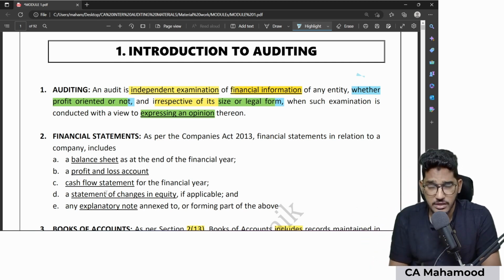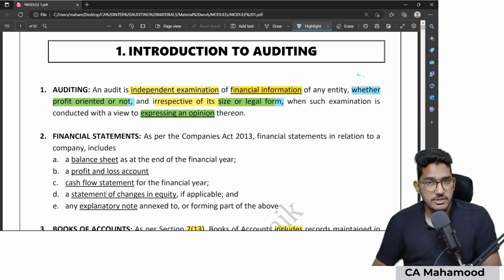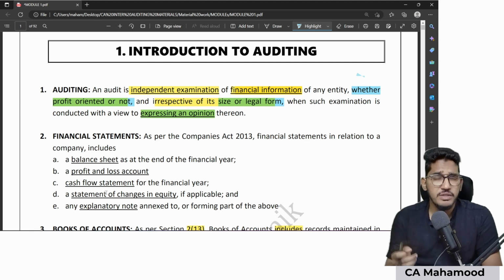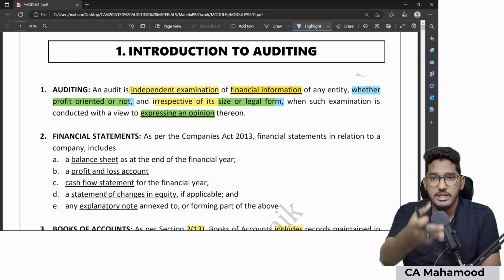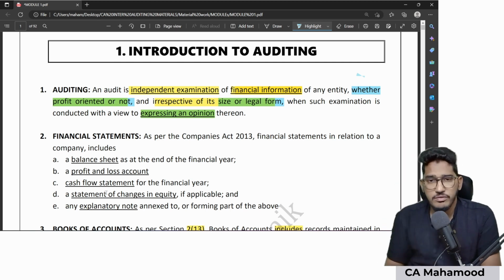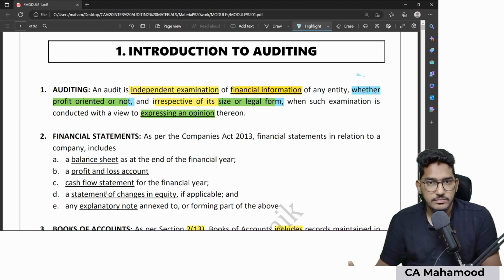On what will you express opinion? Whatever you have verified, on that you will express the opinion. What is the thing which you have verified? I have verified the financial statements and books of accounts. Then on the financial statements and books of accounts only I will express my opinion.